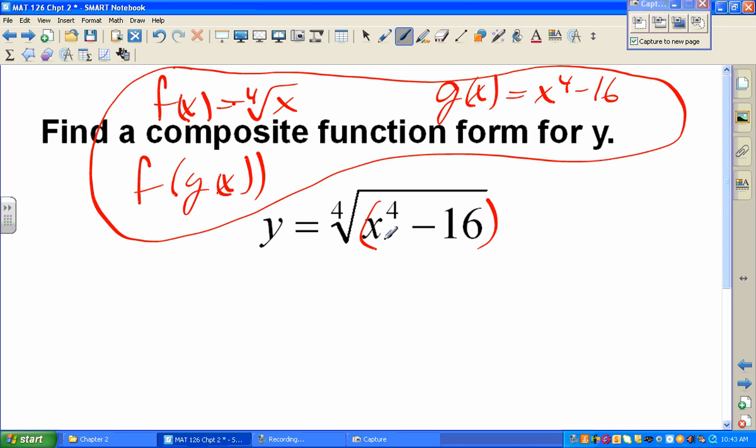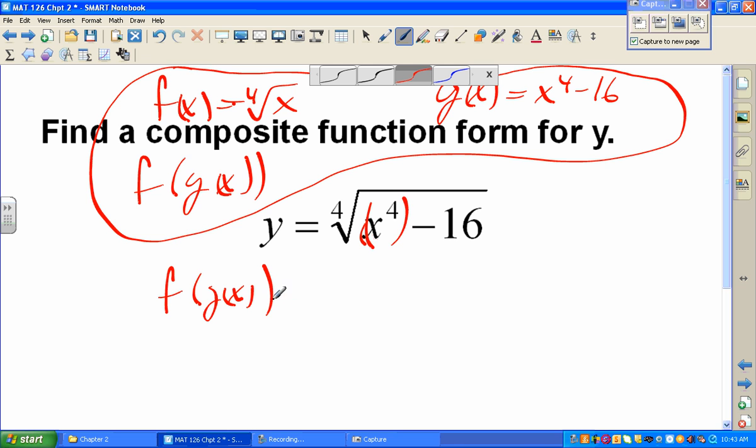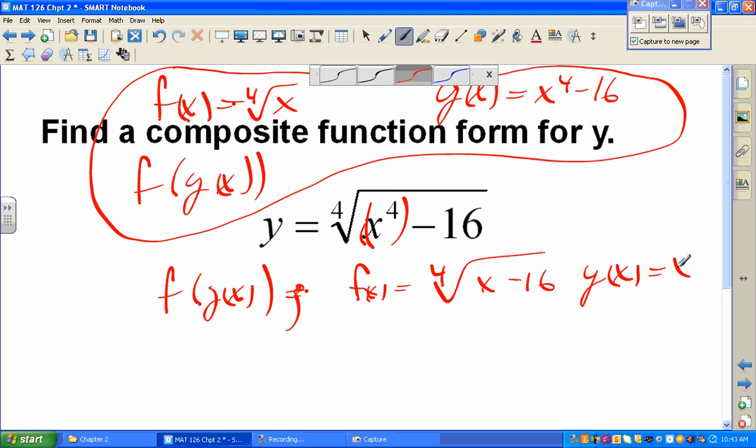Yeah, you could come up with, like I said, if you put the parentheses in this place, around the x to the fourth, I don't know, you could do it like this. This would be better. X to the fourth around this. So you could have f of g of x, and f of x would equal the fourth root of x minus 16, and g of x would equal x to the fourth. Okay. So you could have it like that. See how I changed it? It just depends on what you see and how you look at it. Okay?